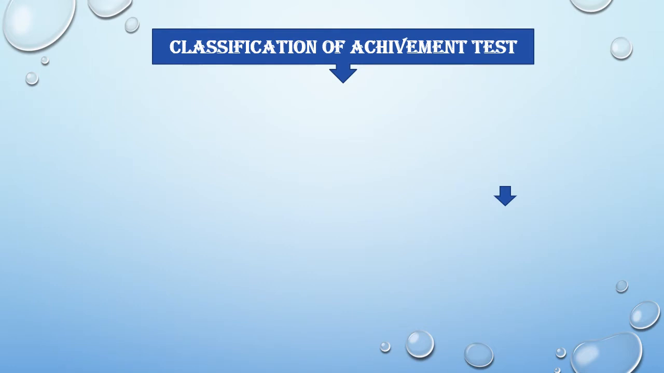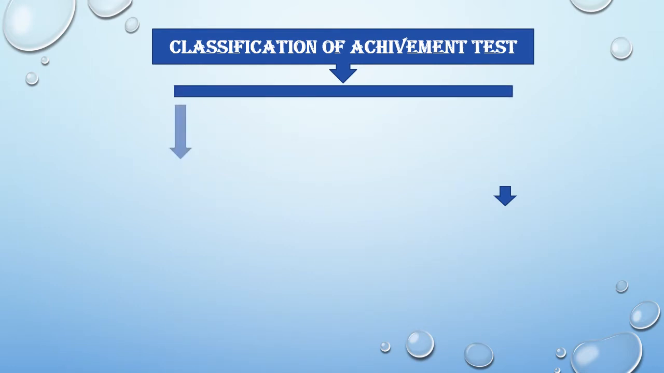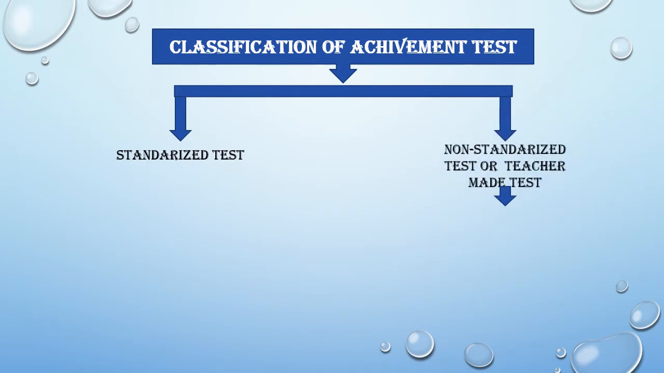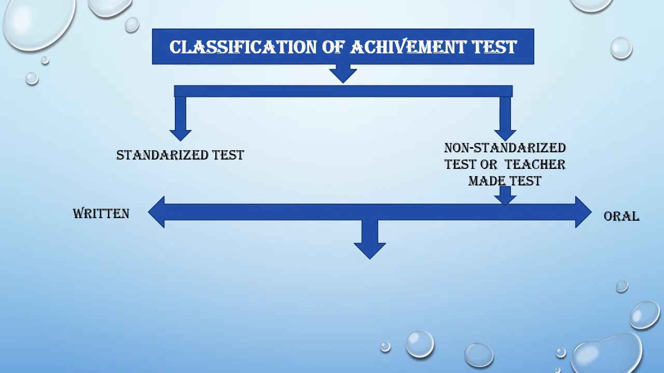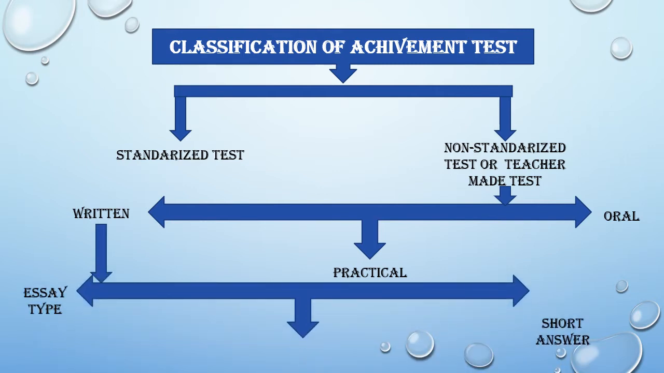Classification of achievement test. First we will see the overview. First is standardized test and second is non-standardized test. It is the teacher-made test also. So teacher-made test means written, oral and practical, which we know. Then in written, three: essay type, short answer and objective type. These all have subtypes also, which we will see in detail in the next lecture. But I just wanted to give you the review, so that's why I have started this.